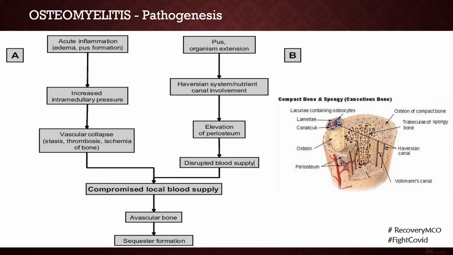connective tissue. The periosteum is elevated and the vascular supply in the periosteal layer is disrupted, such that it results in a compromised vascular supply, following which there is avascularity of bone and sequestrum formation. To summarize, it should be remembered that the avascularity of bone is the primary reason for osteomyelitis.